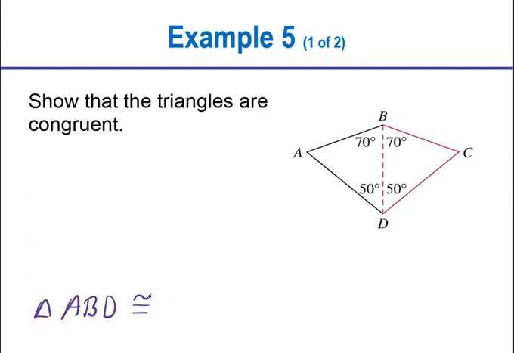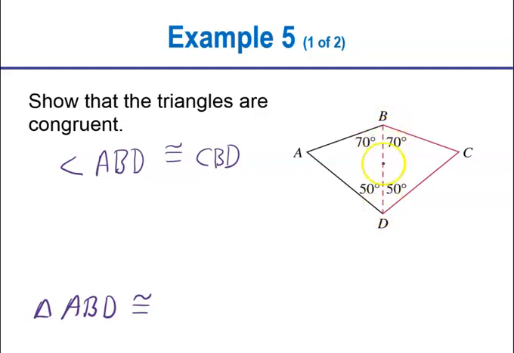But what do we notice is the same? So we do see that angle ABD. I can't call that angle B, right? Because it's split up into two different angles. So angle ABD is congruent to angle, how about we call that CBD? Because they are both 70 degrees. Okay, so that's an angle.